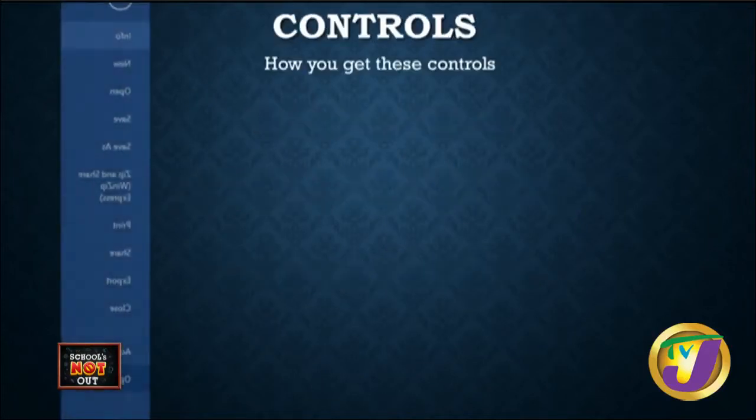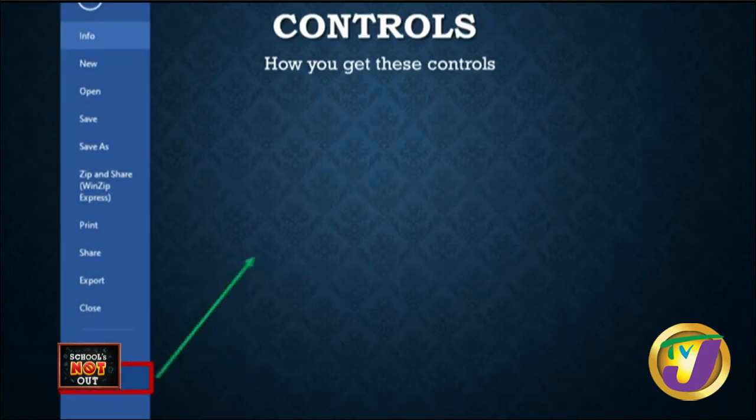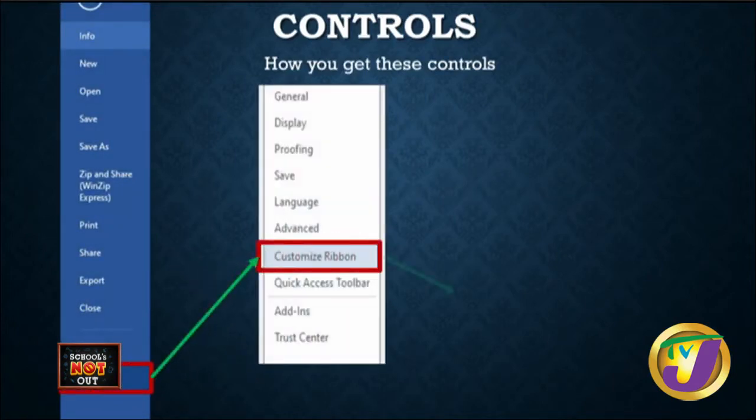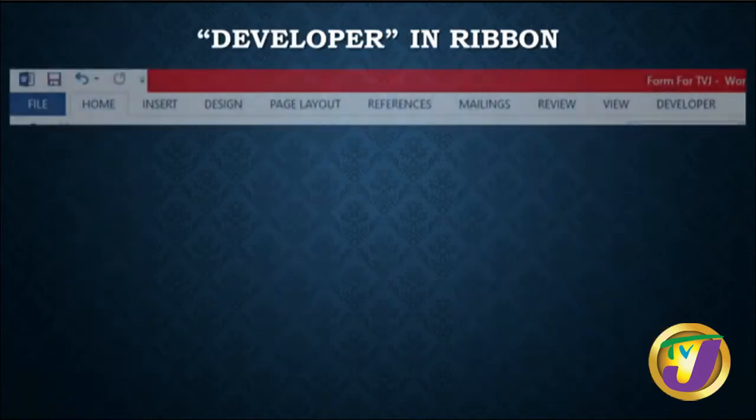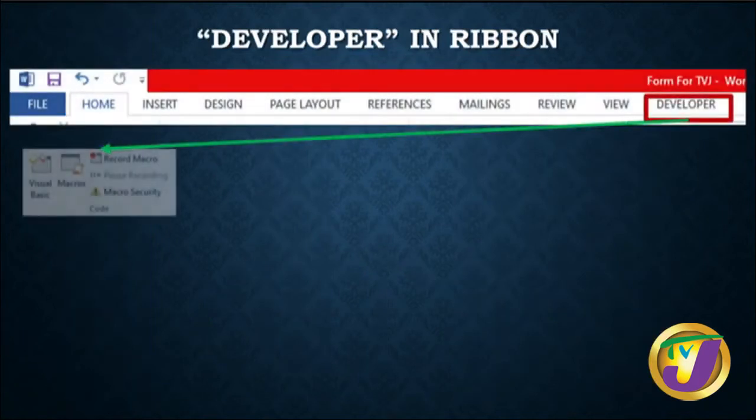All right? So how do we find the controls for this particular feature? Well, when you open Microsoft Word, you have to click on the file menu, click on options. Then when you click on options, you click on customize ribbon. Customize ribbon, then you click on developer. All right? And that should ensure that you find the developer toolbar or ribbon that allows you to add the controls. So you click file, options, customize ribbon, developer. And when you click on developer, you will see a new ribbon pop up on your screen. And this new ribbon will be the developer ribbon.